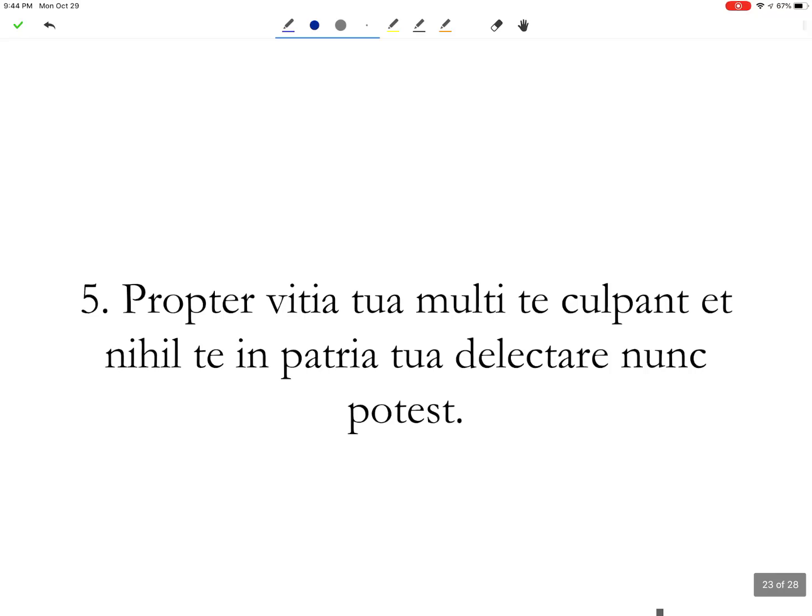Propter vitia tua multi te culpant, et nihil te in patria tua delectare nunc potest. I've read it out loud in Latin, and so I know that with that et, I'm dealing with two different sentences. And this propter vitia tua is a unit by itself; I want to encourage you to group things together. By grouping these together, the first sentence is: many blame you. And then we can fill it in: because of your vices, many blame you. And what? Nothing is able.